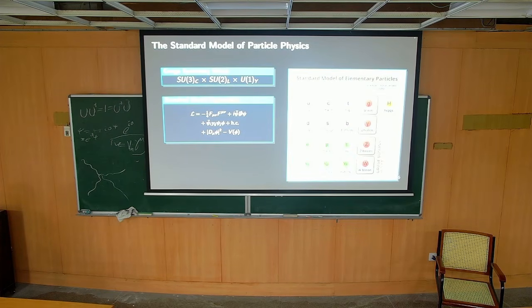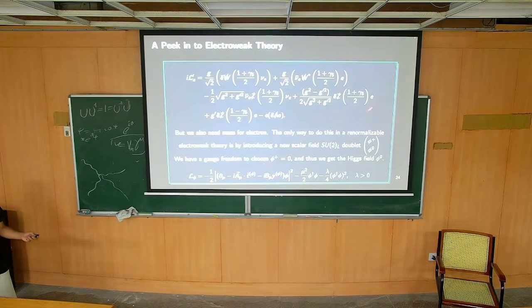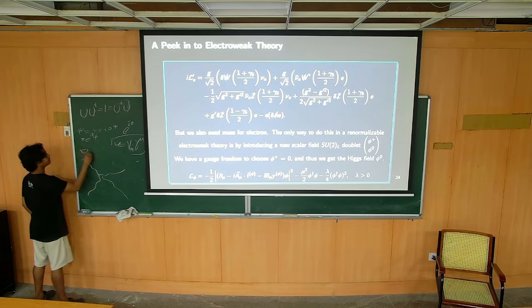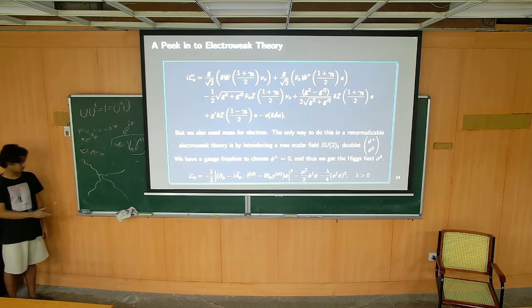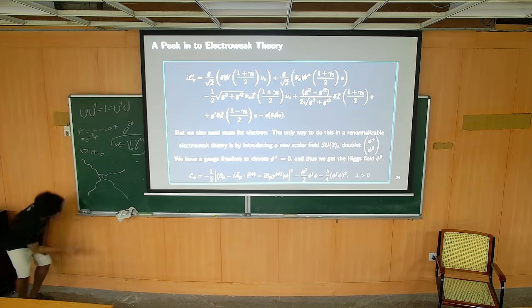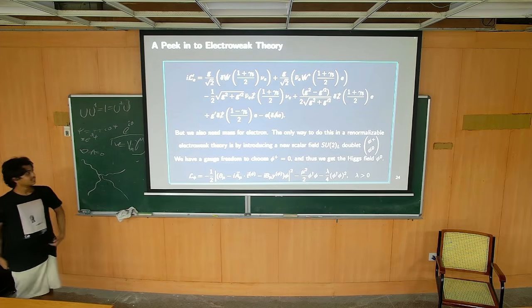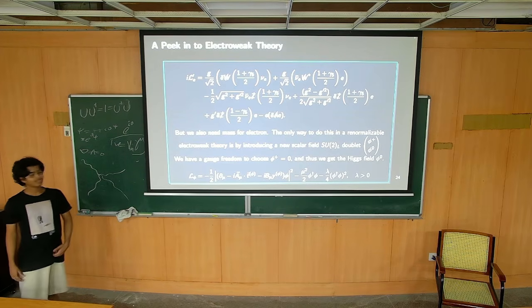And why is that the only way? Oh, you're saying choosing... Like in electrodynamics, we did something like this, right? You said that's the only way to do this in a renormalized electroweak theory, by introducing a new scalar field, an SU(2)_L doublet.